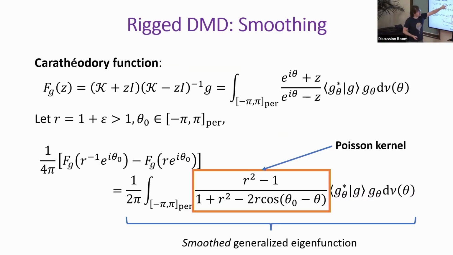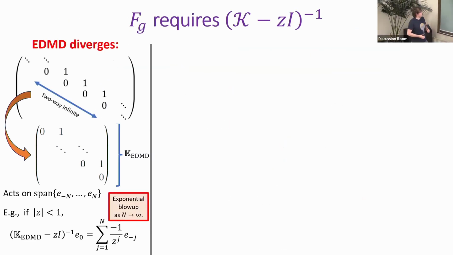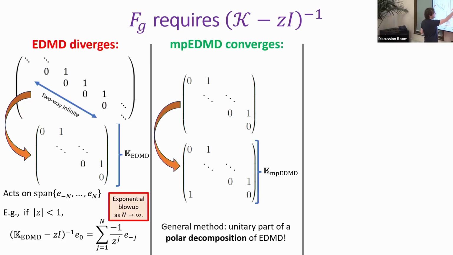So now we've got to work out how to get a data-driven approximation of this product here. To do that, we need to solve the inverse of K minus zI, so we need the resolvent. Now the problem: if I take EDMD and compute this inverse for z inside the disk, you can show, it's very easy, that you're going to get something that blows up exponentially. So this is another reason you want unitary approximations, because if you change from EDMD to MP-EDMD, you can show that this inverse exists.